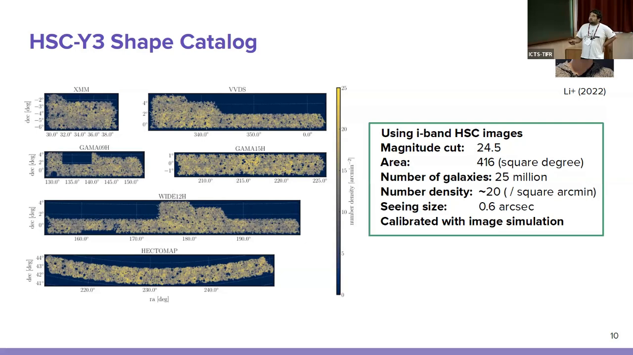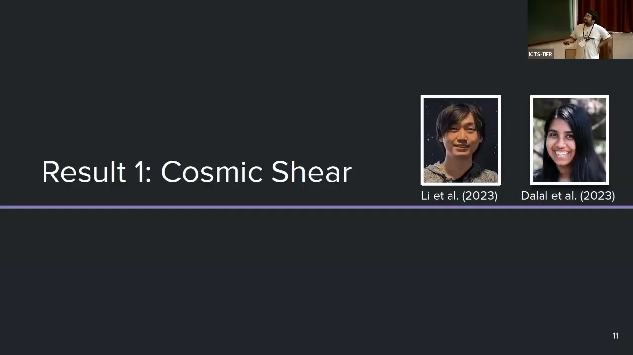And these measured shapes are calibrated with image simulations that mimic HSC observations. This was actually led by a postdoc at CMU, who at that time was a grad student at the University of Tokyo. This work was led by this very young rising star. So let me show the results from the cosmic shear measurement.